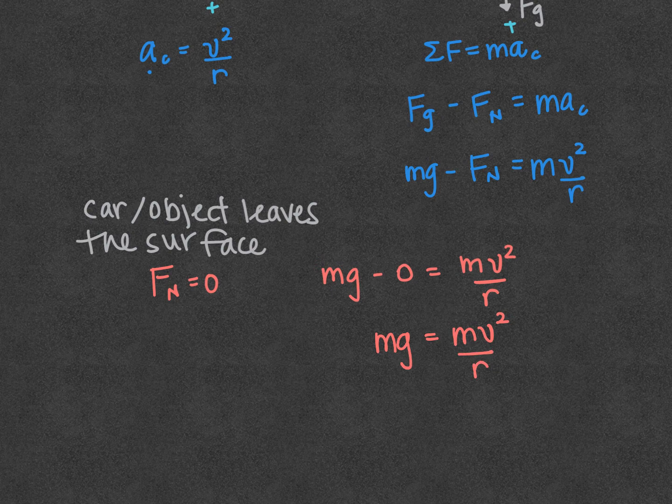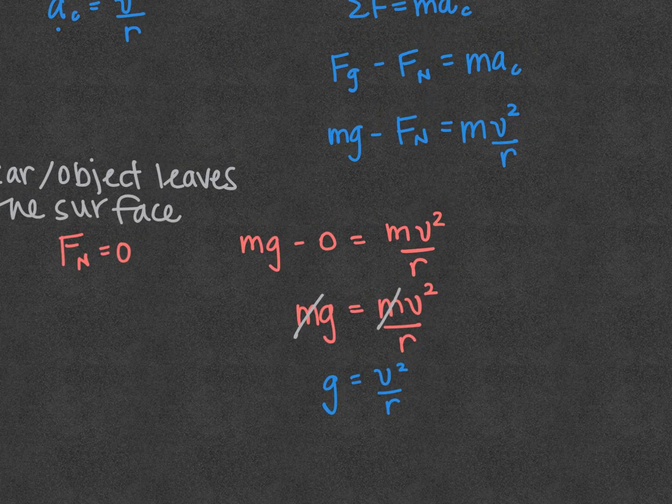Now I can divide by mass on both sides. If I divide by mass on both sides, that will cancel the mass out, and I will be left with g on the left side and v squared over r. So that means that my velocity would be equal to the square root of r times g.